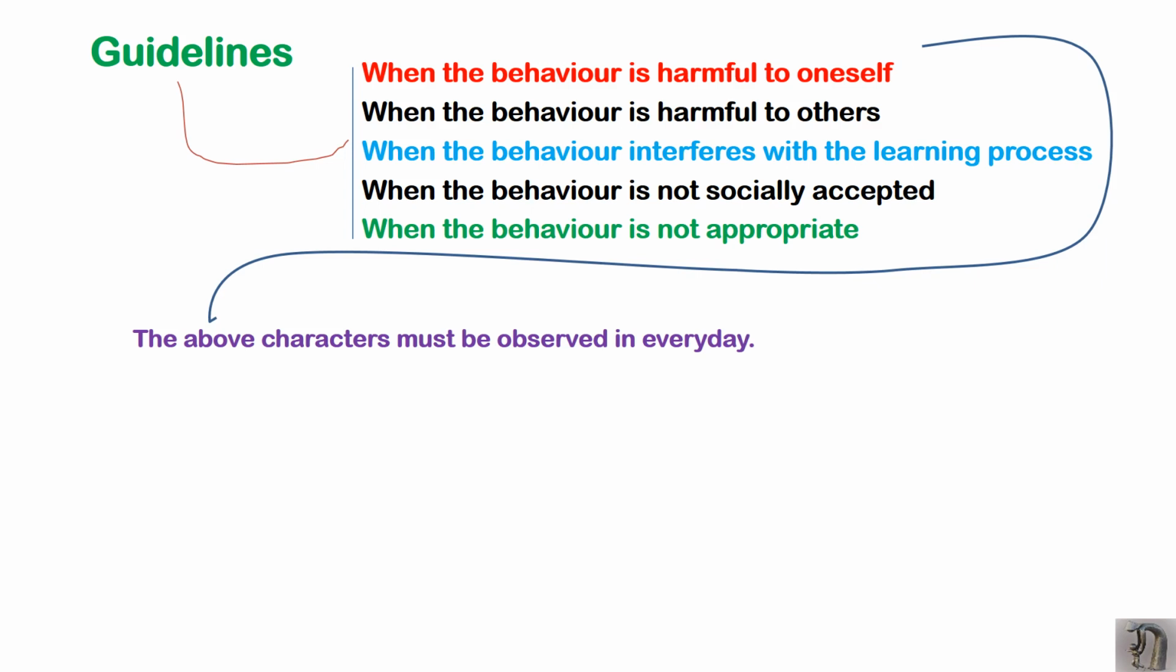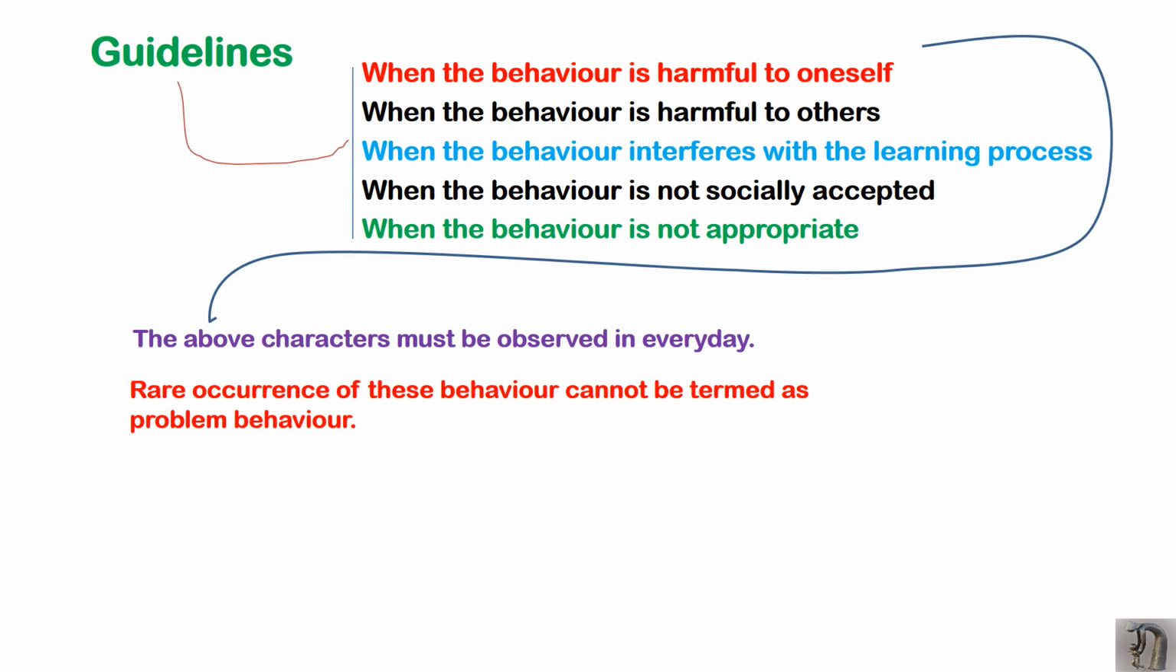If, for example, one day he is doing it, another day he is not doing it, that means it's not an undesirable behavior. Quite occasionally we do that, but that is not undesirable. So if you want to identify, you need to observe the behavior every day, whether there is any consistency, whether there is any frequency or not. A rare occurrence of this behavior cannot be termed as a problem behavior.